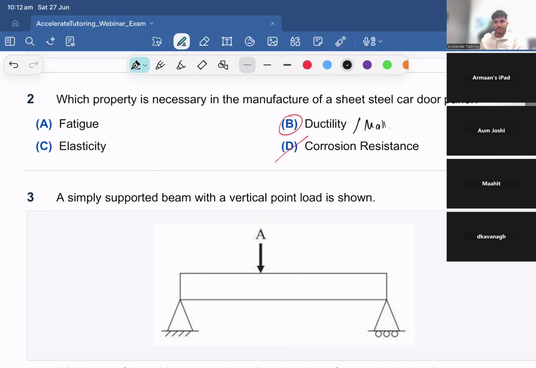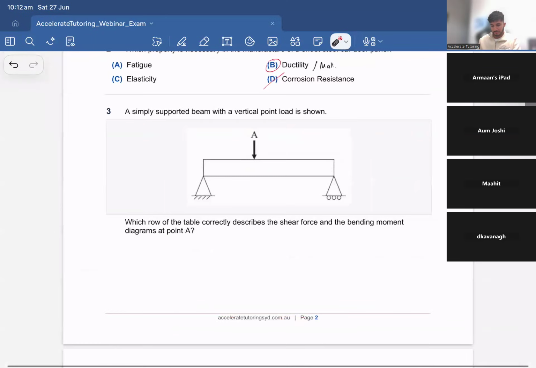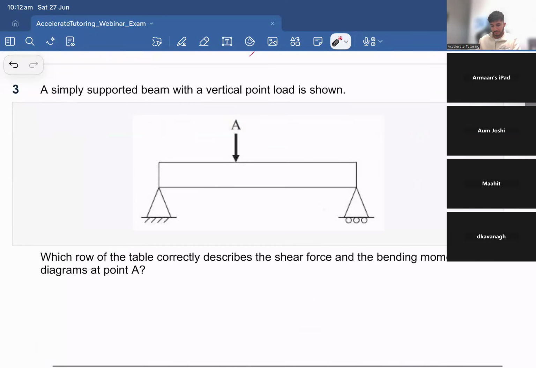If something is ductile, it's also going to be malleable. But in this case, the property that would best assure the manufacturing of this car door would be relatively easy and smooth sailing is the property of ductility. And steel is a relatively ductile material. Perfect. Question 3, as you guys can see, this is like civil, relatively straightforward question.